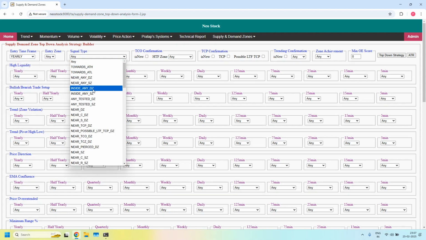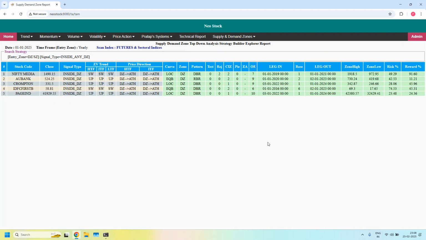price closed inside the yearly demand zone, we got 5 stocks. I am giving you only a few seconds to watch the report, so I request you pause the video, study this report and then proceed to the next reports. In case you don't understand the structure of this report, I request you complete our training lesson 21.1, that is part 1 of lesson 21. In that video, I have explained each and every column, their values, abbreviations in detail. Okay, next report.